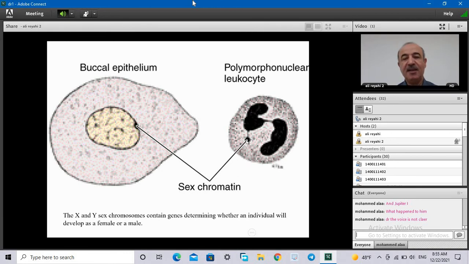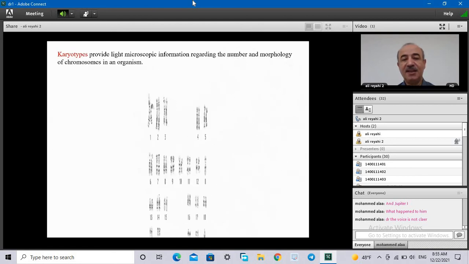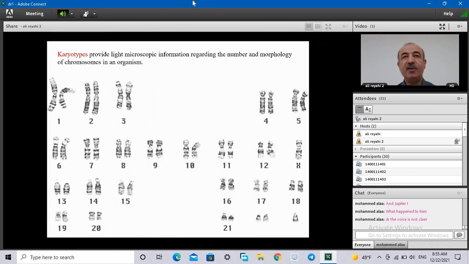It's about the inactive X chromosome. We can see this, okay. You know that the X and Y sex chromosomes contain genes determining whether an individual will develop as a female or male, okay? And you know that our somatic cells contain 46 chromosomes, or 23 pairs of chromosomes.